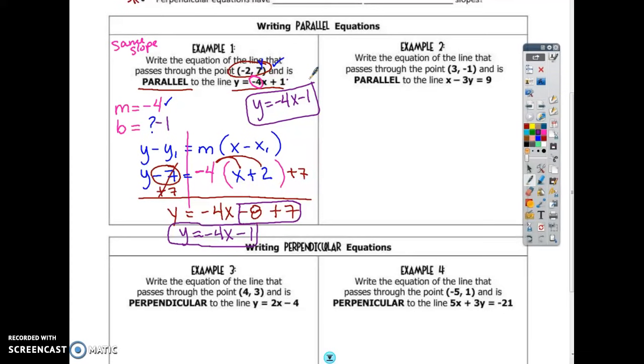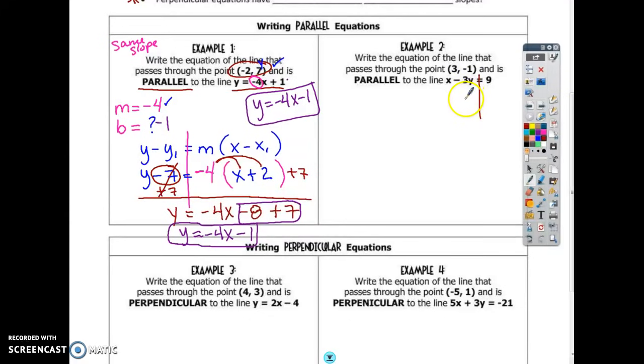What about example 2? Example 2 does not give you the slope right now. We have to find the slope. What's different from this one and this one? This one's in y equals, and this one is not in y equals, so we have to put it in y equals. So I have to solve for y. Okay, so if it's not in y equal form, we have to solve for y.